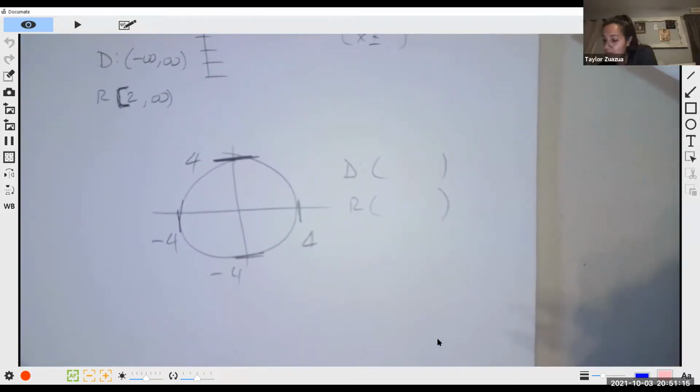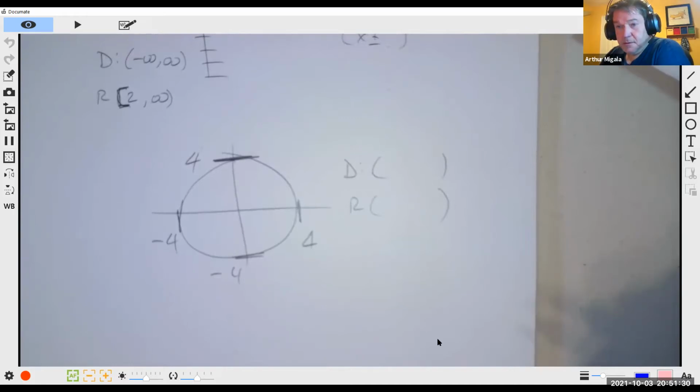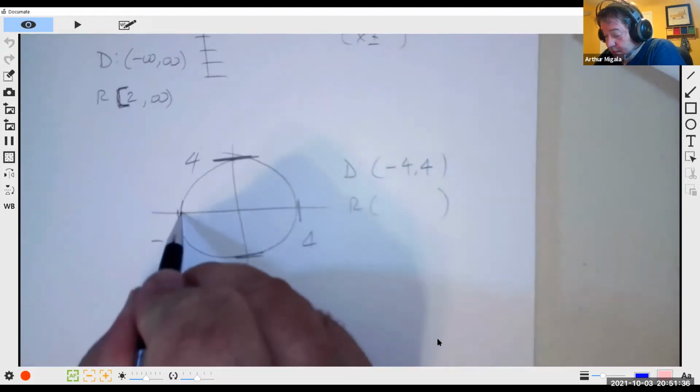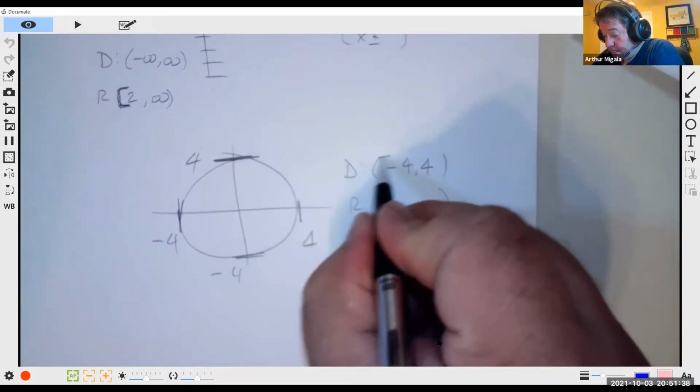Hold on, sorry, I'm writing it down too. So we have -4, -4, and a 4. So your domain, you said it's our X value, correct? Right, yes. So would it be -4 and 4? -4 to 4. Can you use those points?